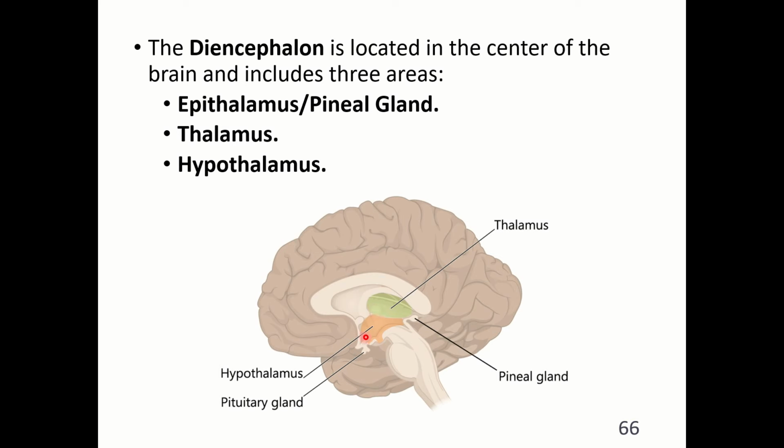And the hypothalamus is going to be the control center for the autonomic nervous system. And so it's going to basically control involuntary actions. And then it's connected to our pituitary gland, which is the master endocrine gland. And then here's our pineal gland, named because it looks like a pine cone, and that secretes melatonin.